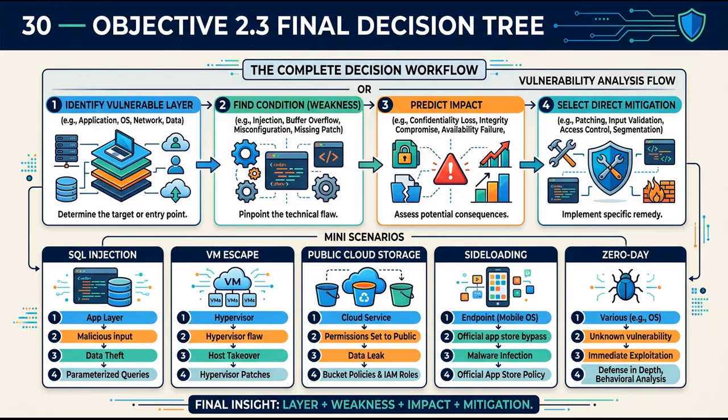Is input changing an interpreter command? Is memory exceeding a boundary? Is state changing between check and use? Is trust inherited from a provider? Is a setting exposing data? Third, predict impact, such as code execution, privilege escalation, data disclosure, cross-tenant access, persistence, or service failure. Fourth, select the direct mitigation.